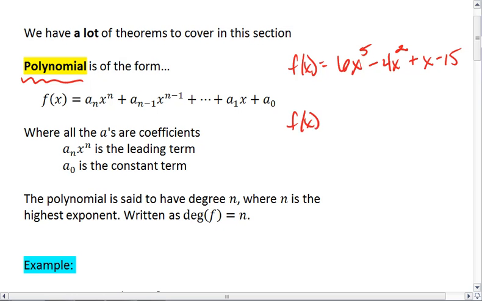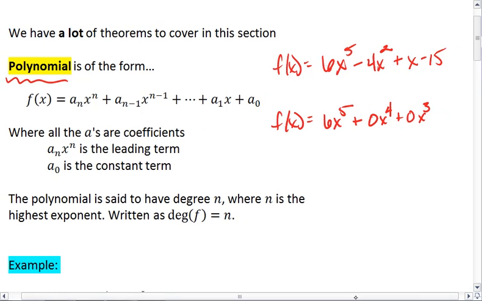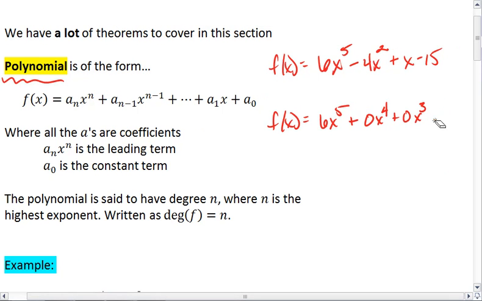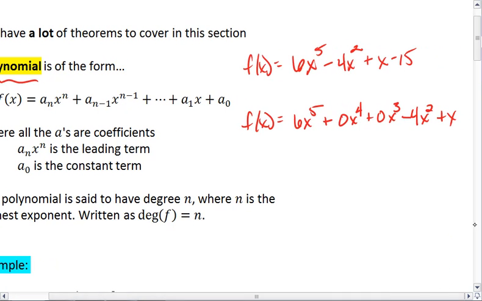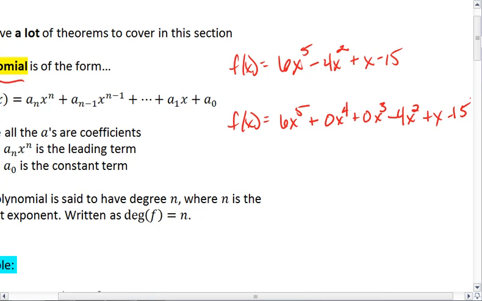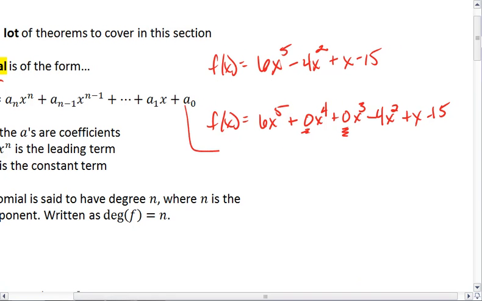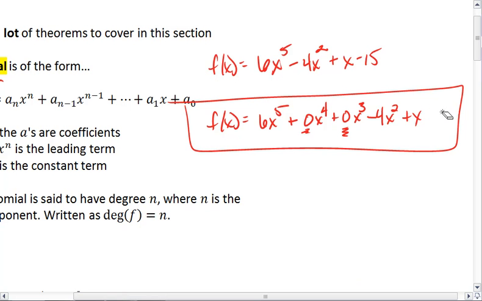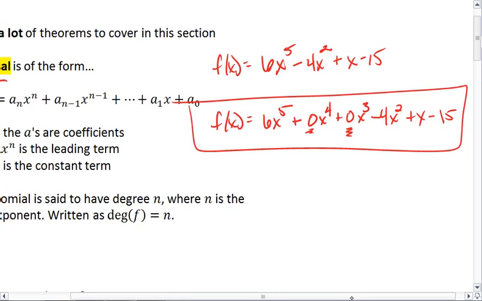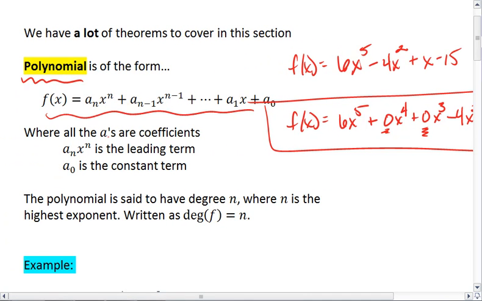Well, there is an implied x to the 4th and x to the 3rd. We do have a x squared. There we go. But they just have coefficients of 0. But every polynomial is written of this form, where we have a string of x's of decreasing exponents, each with their own coefficient. So in this generalized form, all the a's are the coefficients.